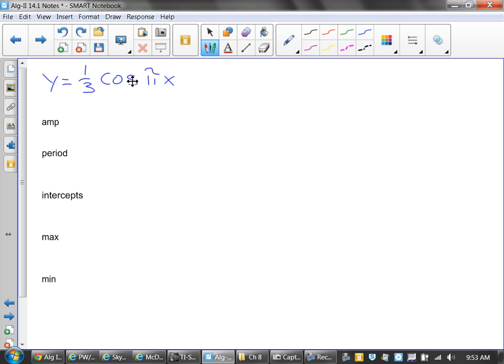What's your A value? 1/3. What's your B value? Okay. So my A value is 1/3. My B value is pi. Therefore, what is my amplitude? 1/3. Good. My amplitude is 1/3. My period is going to be 2 pi divided by B. What's 2 pi divided by pi? 2.